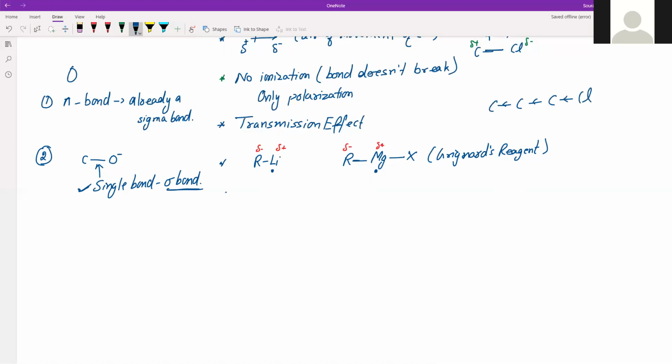Okay, so there will be slightly negative charge on carbon, and this is the only case. These are the cases where you will find that.